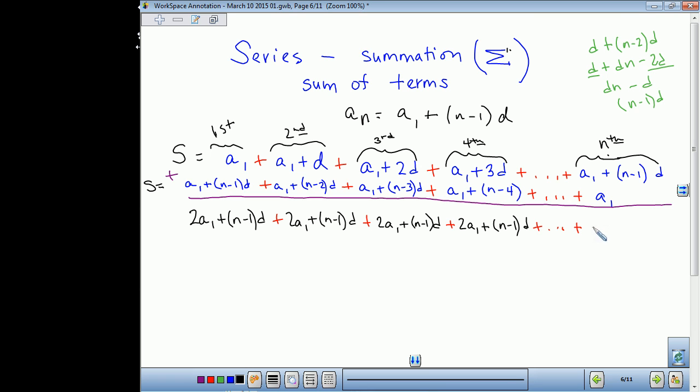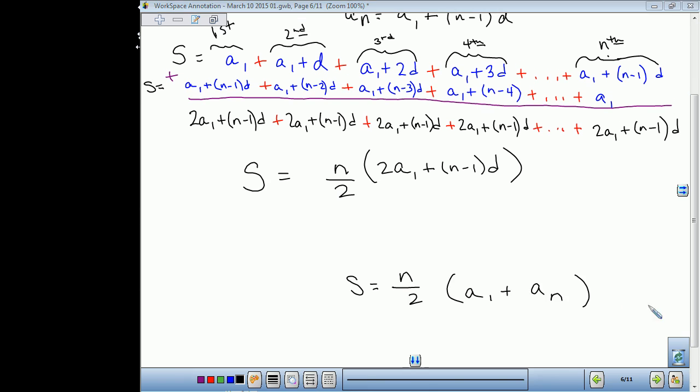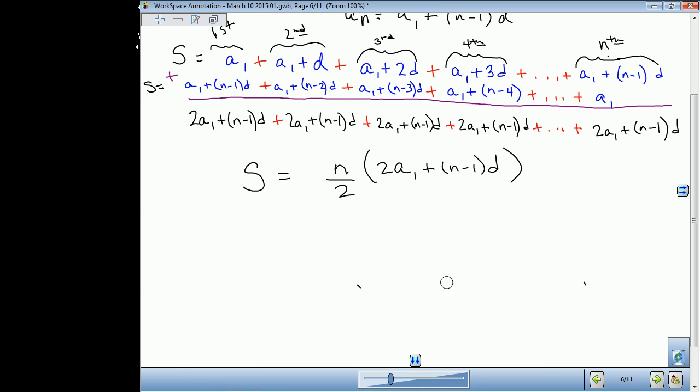So all the way to the nth term, when we add that nth and the first term, we still get the same thing. How many times did we get this? N. Didn't we go all the way up to the nth term? Yes. We got n times 2a sub 1 plus n minus 1 times d. But we doubled it, didn't we? So we need to divide by 2. That's what we just found. We found an equation.